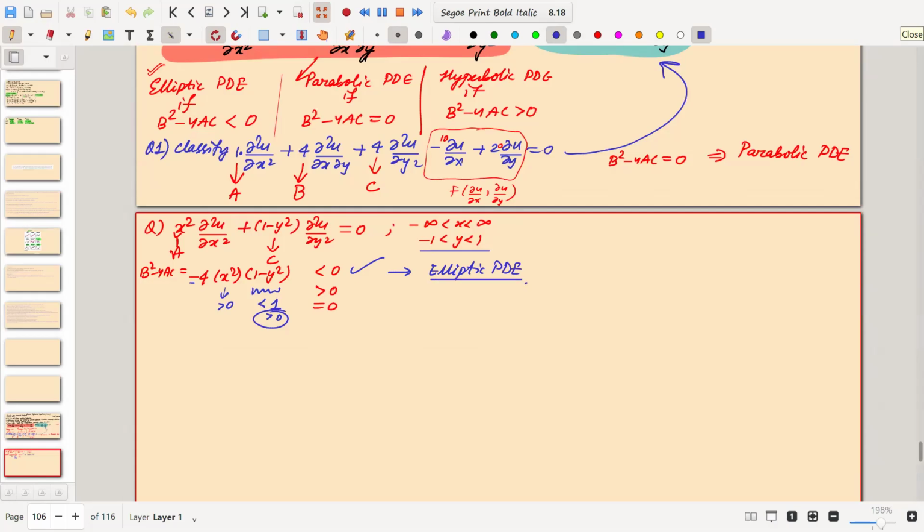These are two examples showing what happens when A, B, C are constants, and what happens in another case when A, B, C are functions of x and y. We have considered two different examples here.